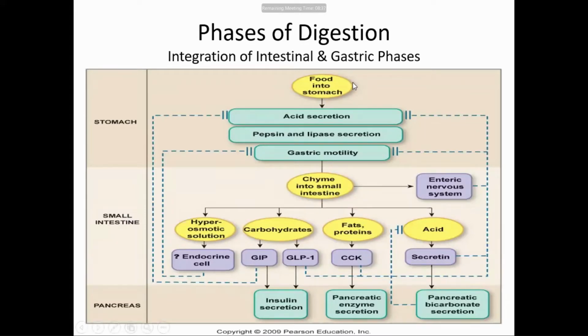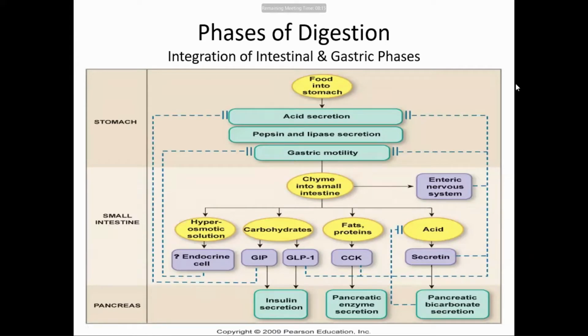So there is the food going into the stomach. After the arrival of the food in the stomach, there is the acid secretion, the pepsin secretion, and the gastric lipase secretion. All this secretion helps in converting the bolus of the food into the semi-solid particle, that is the chyme.